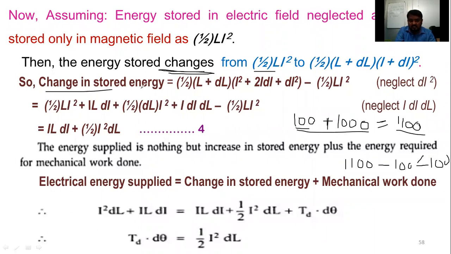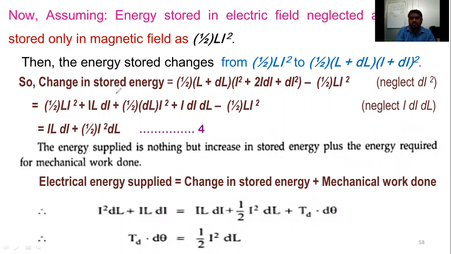How much has it changed now? It is nothing but the final value minus the initial value. So the change in stored energy is 1 by 2 (L plus dL) times (I square plus 2I dI plus dI square). This one you split into this term here now.